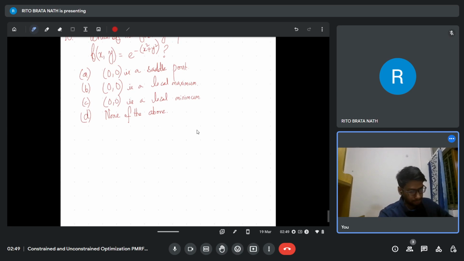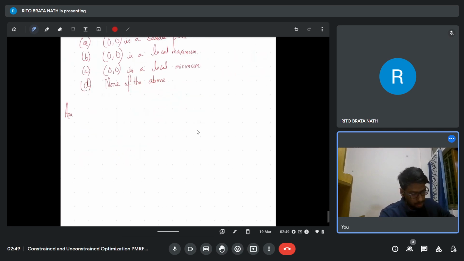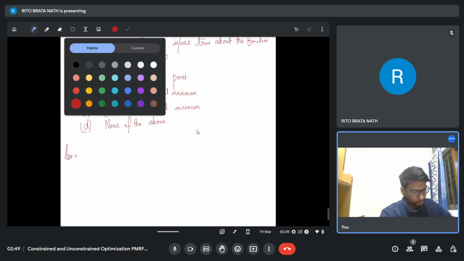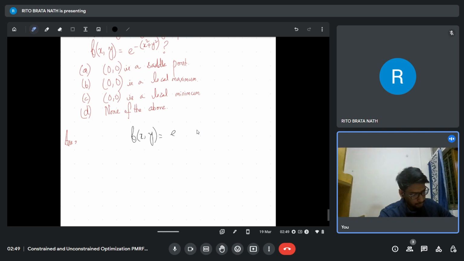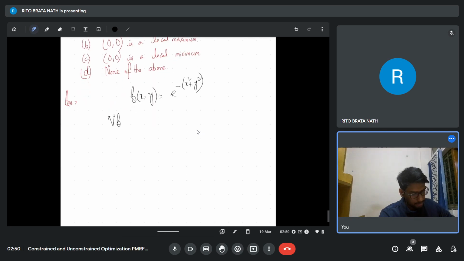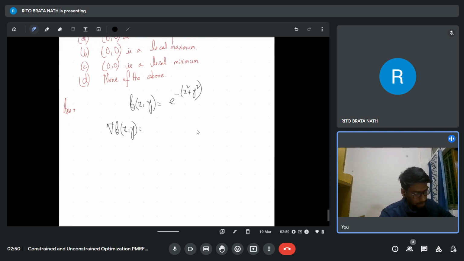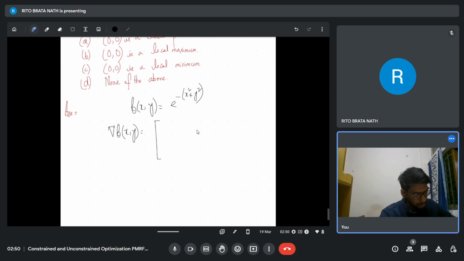Okay, so let me solve this. The function is given as f(x, y) = e^(-(x² + y²)). As before, I have to take the first order derivative, the grad of f(x, y), which is the partial derivatives with respect to x and y. I think I had discussed this in the first class as well, so you should be able to do it.